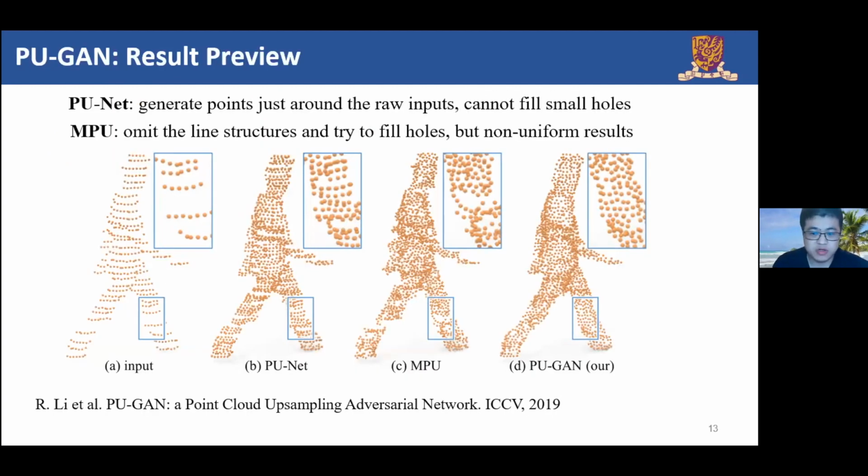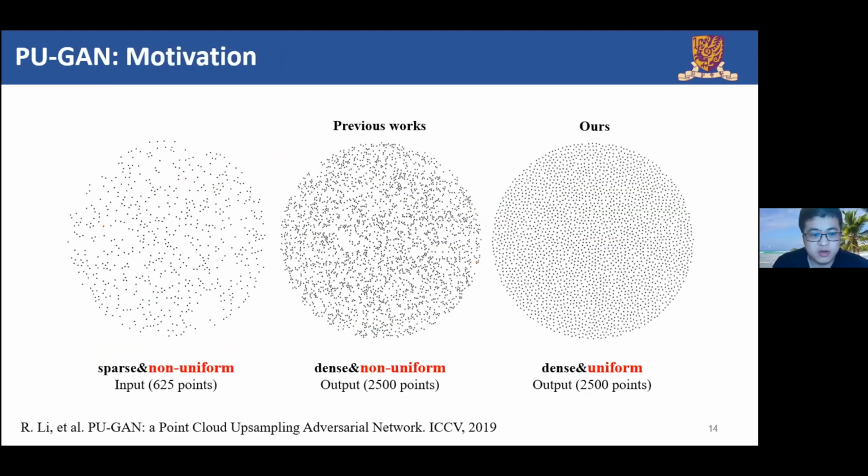Here is the visual preview. Given the sparse input, the previous work can also successfully produce more points. But compared to the previous work, the result of our method, called PU-GAN, is more uniform and clean. First, I will talk about the motivation. Given the sparse and non-uniform input, previous works tend to generate more points around the original input, such that the output is non-uniform. But here, I want to emphasize uniformity. Look at the two disks on the right hand. Even with the same number of points, the uniform distribution provides a better perception and is also better for downstream tasks.